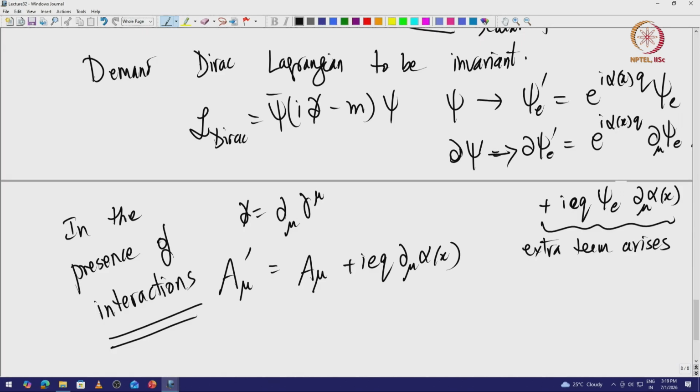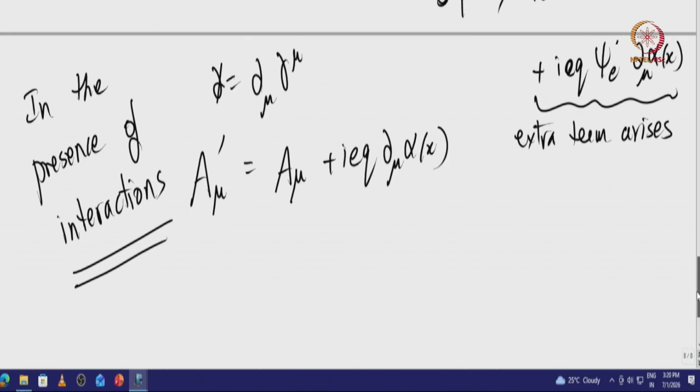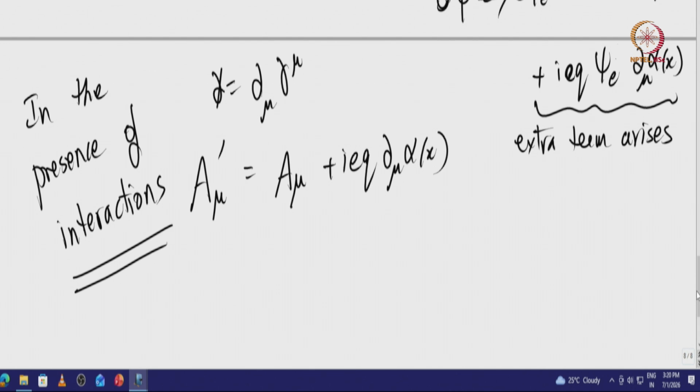In the absence of interactions, you cannot have this kind of local transformation, because the local transformation will not be valid as you have this extra term which is del mu alpha of x. In the presence of interactions, what you can demand is that the interactions will bring in an extra term a mu, but this a mu transforms in this particular fashion, and so this extra piece I can cancel with the term which is just generated by the derivative. Now you may not get the entire meaning. Let me convince you how this happens essentially. Let me just tell you how it happens.